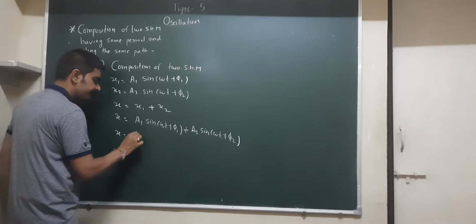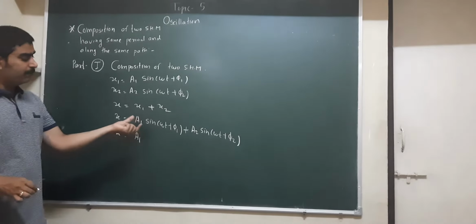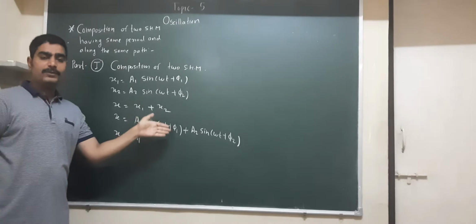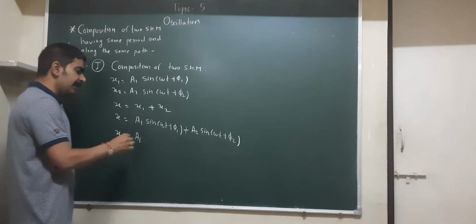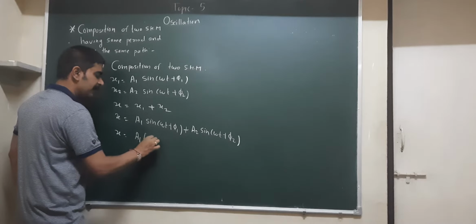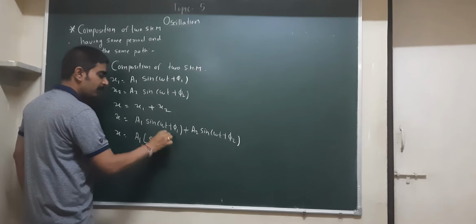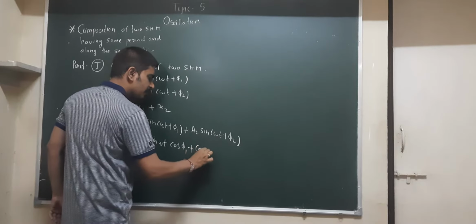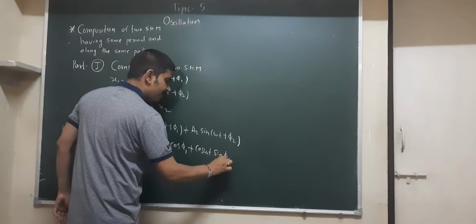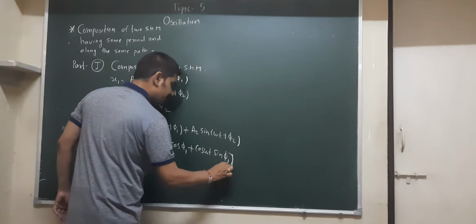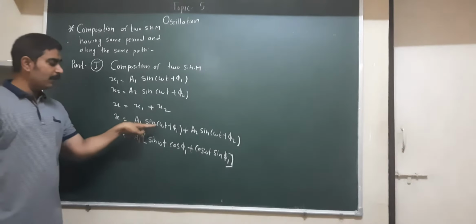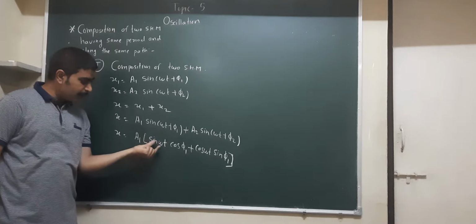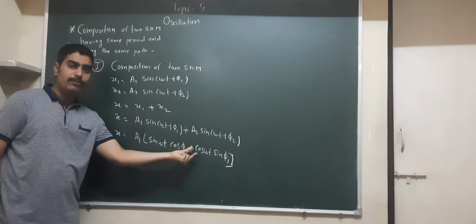So here we can apply the formula of sin(alpha plus beta), that is sin alpha cos beta plus cos alpha sin beta. In that way we can write a1 into bracket, sin alpha cos beta means sin omega t cos phi 1 plus cos omega t sin phi 1. So this is for the first bracket.